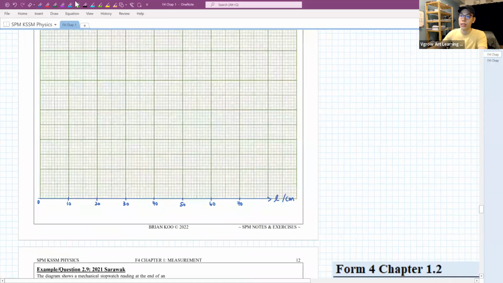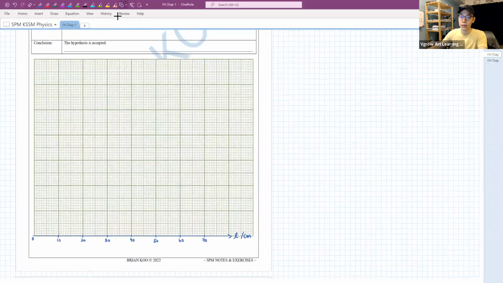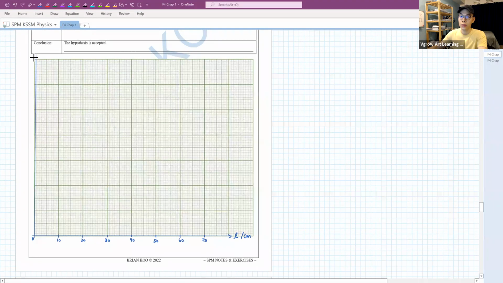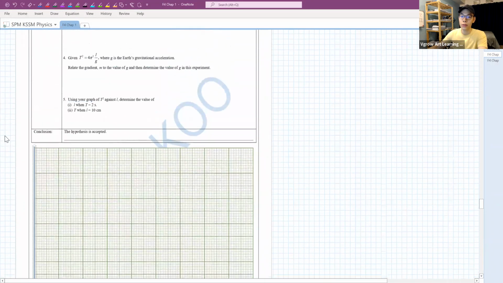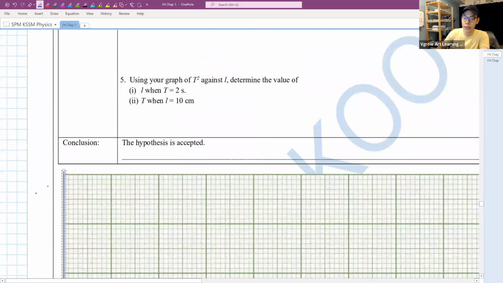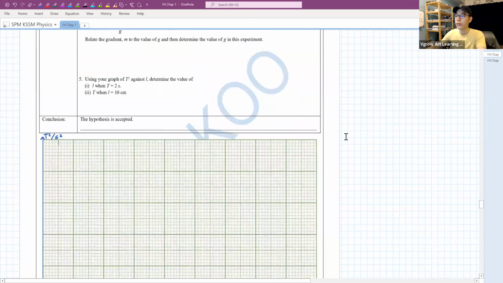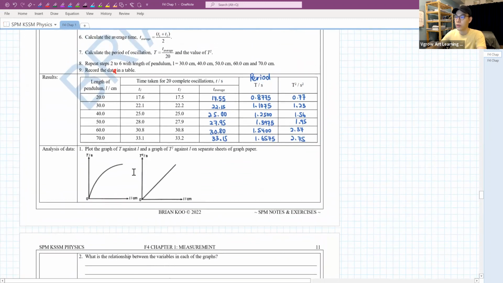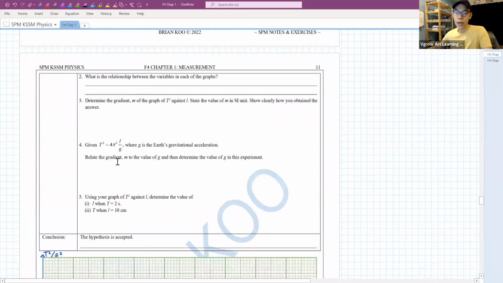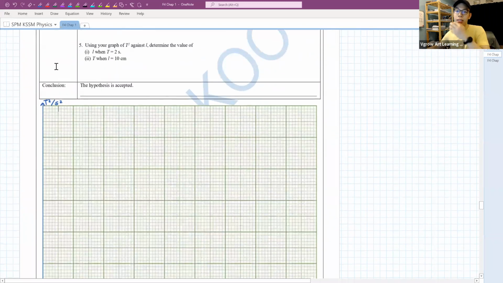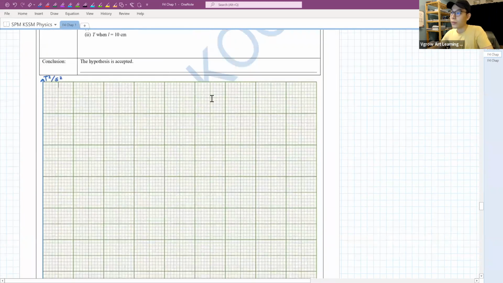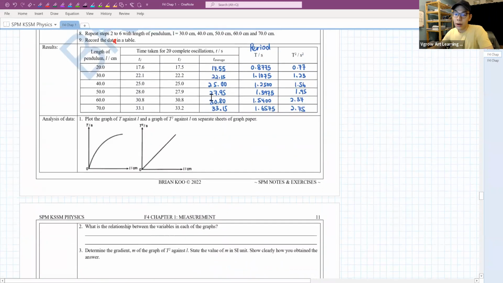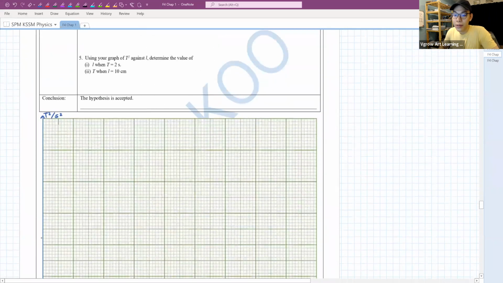The next part is on the t squared. The unit is second squared. So we look at the t squared values, you will see that the maximum is only 2.75. Okay, 2.75. So I see how many boxes I have. 1, 2, 3, 4, 5, 6, 7. 7 big boxes. I think we can do 0.5 for each big box.